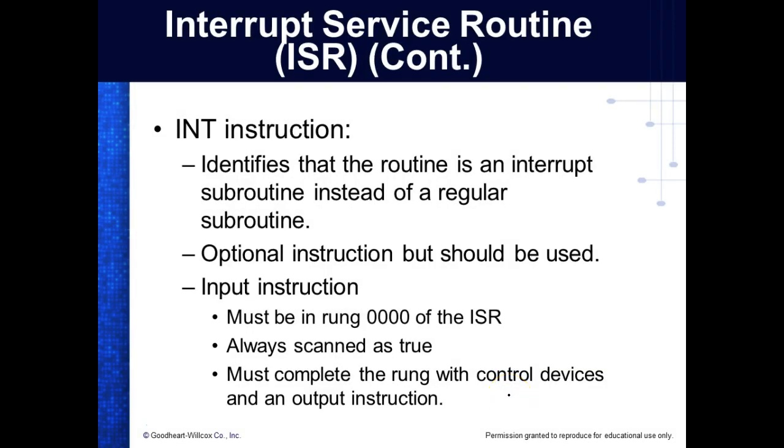The interrupt instruction identifies a subroutine as an interrupt service routine instead of a regular subroutine. This is optional, but you should always use it, so that when you bring up the subroutine, you know what's what. It's for an interrupt, right? The first instruction should be an ISR instruction for interrupt service routine. This should be in rung number 0. This is an input instruction. It's always scan true, so you've got to put some type of output instruction. What we do here is use one of our bit files. Bit contact, right? Are we okay so far?